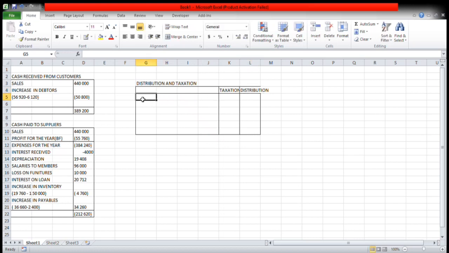Here we're going to have the balances at the beginning of the year. Here we're going to have the amount reflected on the income statement. Here we're going to have the balance.